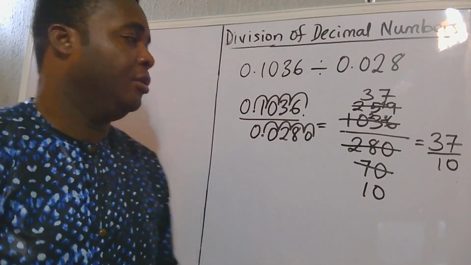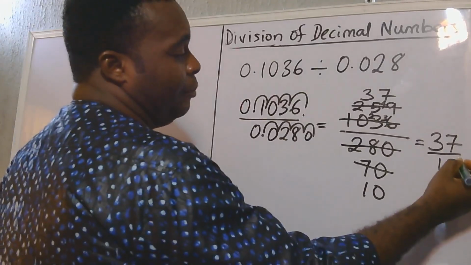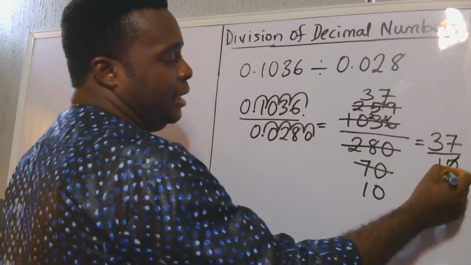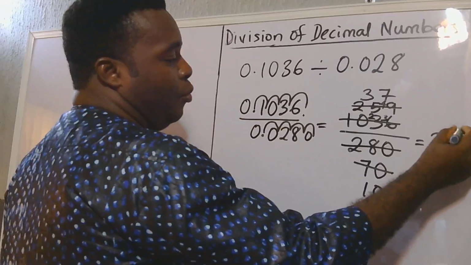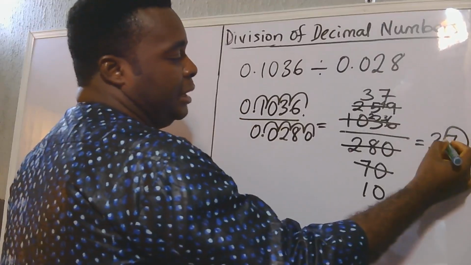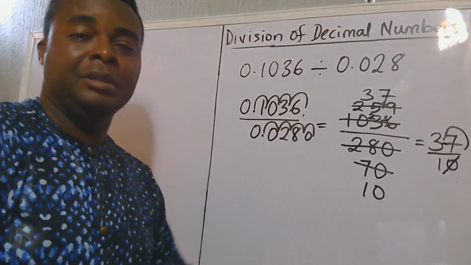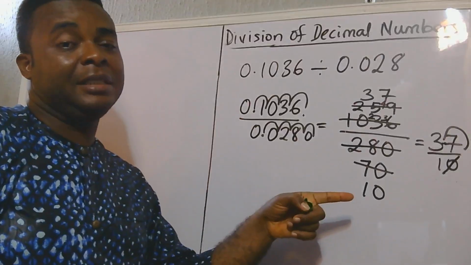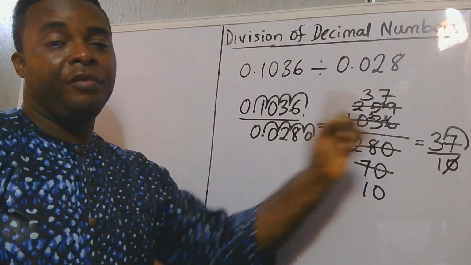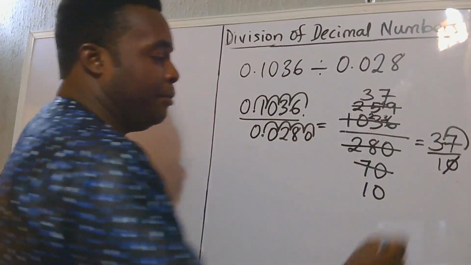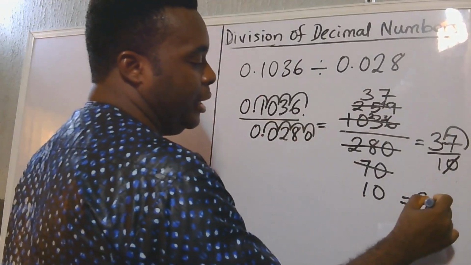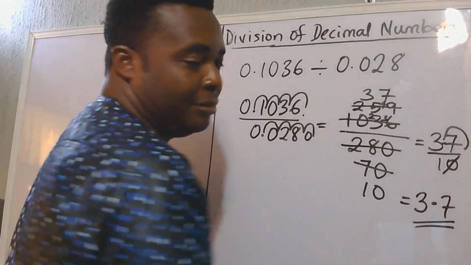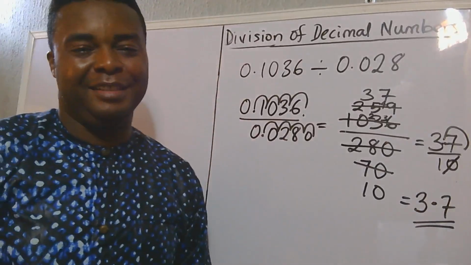Now, with 10 as my denominator, it's very easy to leave my answer in decimal because that's what is expected, okay? So, as I'm cancelling the 0 here, there's a decimal point here, I'll move it to the left once. If I cancel 2 zeros, I'll move it twice. But since I've cancelled once, I'll have to move it just once, okay? And my answer becomes 3.7. I hope it's easy.